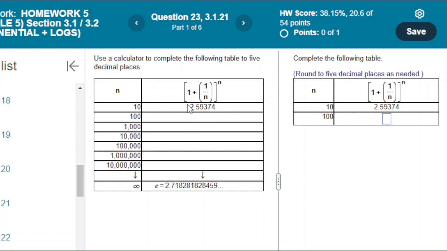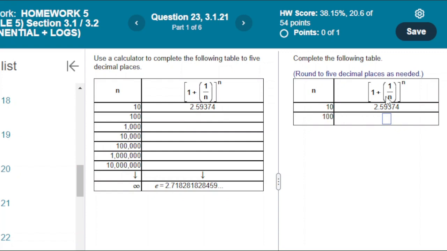Now, this next one is similar to something that we did in a video, and this has to do with the number e. Okay, what is the number e? Well, remember, if you take 1 plus 1 over n to the nth power, and you put large values of n in, it's going to get closer and closer to this number that we're calling e. In fact, that's really the definition of e. So we're going to fill in this table.